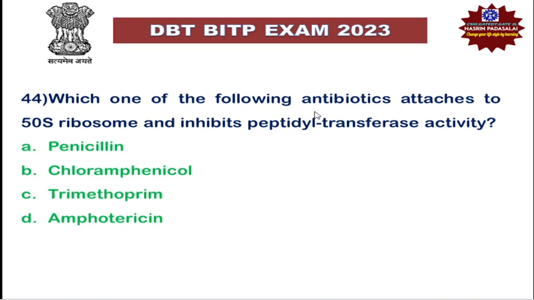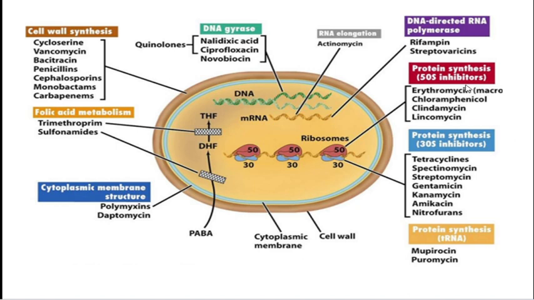First question is, which one of the following antibiotics attaches to the 50S ribosome and inhibits the peptidyl transferase activity? The correct answer is chloramphenicol. Erythromycin, chloramphenicol, clindamycin, lincomycin are called 50S inhibitors because they stop the process of translation by attaching to the 50S subunit of the ribosome. Whereas tetracycline, spectinomycin, streptomycin, gentamicin, kanamycin, amikacin, nitrofuran are called 30S inhibitors because they stop protein synthesis by attaching to the 30S subunit.